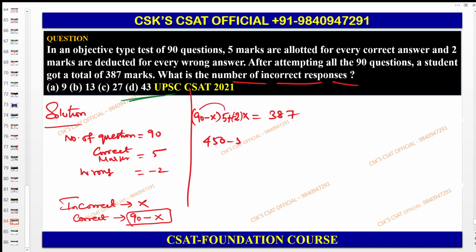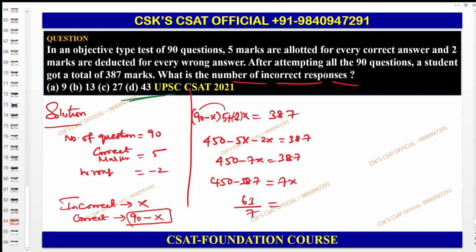So then bring this here. 450 minus 5x minus 2x, which is equal to 387. 450 minus 7x is equal to 387. So 7x here, 450 minus 387 will become 63. 63 by 7 is equal to x. So cancel this one. So x is equal to 9. So 9 such incorrect responses are there.